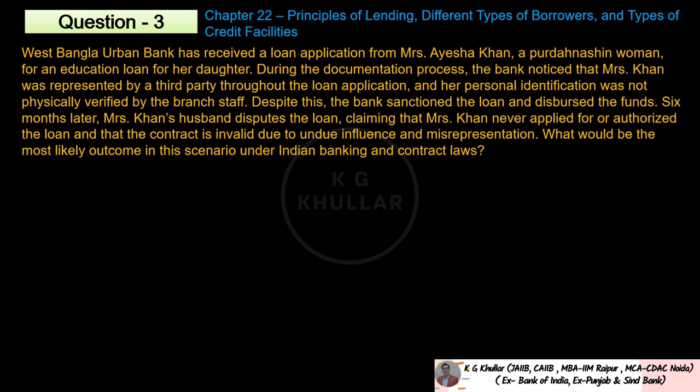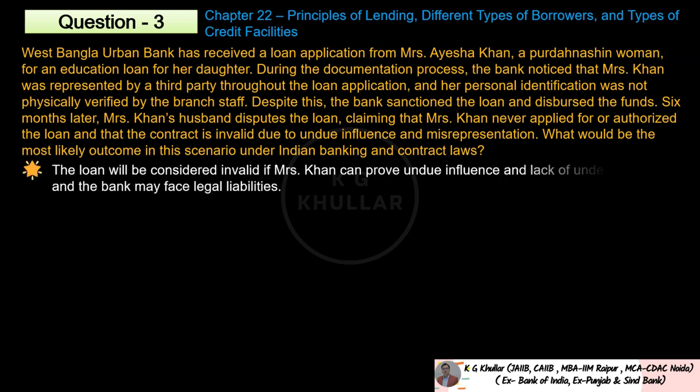6 months later, Mrs. Aisha Khan's husband disputes the loan, claiming that Mrs. Khan never applied for or authorized the loan and that the contract is invalid due to undue influence and misrepresentation. What would be the most likely outcome in this scenario under Indian banking and contract laws? And these options are given to you. That is, first option is, the loan will be considered invalid if Mrs. Khan can prove undue influence and lack of understanding, and the bank may face legal liabilities.